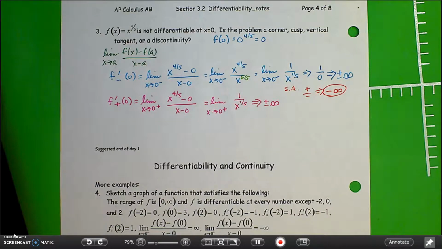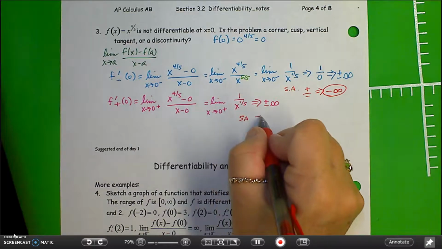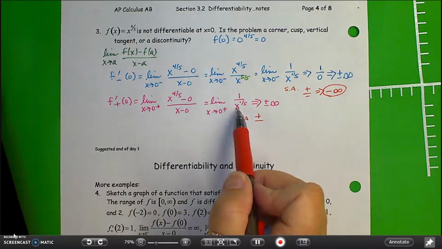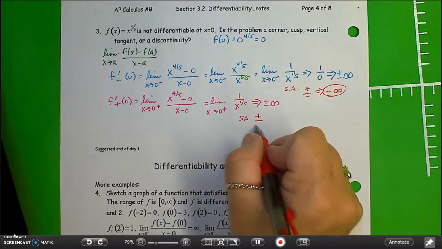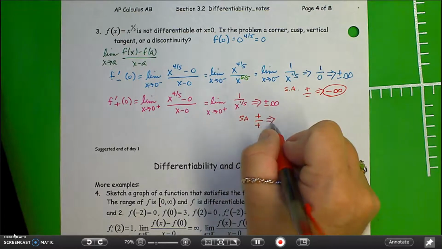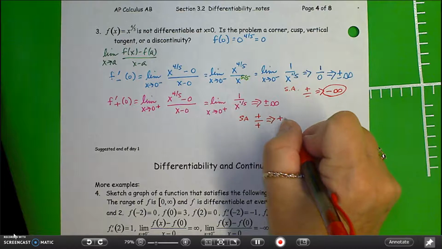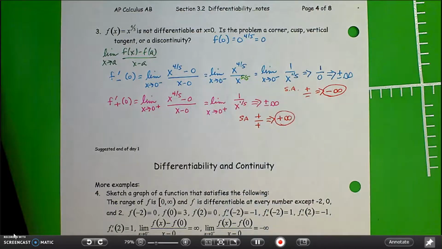So plus or minus infinity again. Let's look at the sign analysis. Numerator is always positive. The denominator now, if I plug in a number a little bit bigger than 0, the 5th root of a positive number is a positive number. So that derivative is going to approach positive infinity from the right hand side.